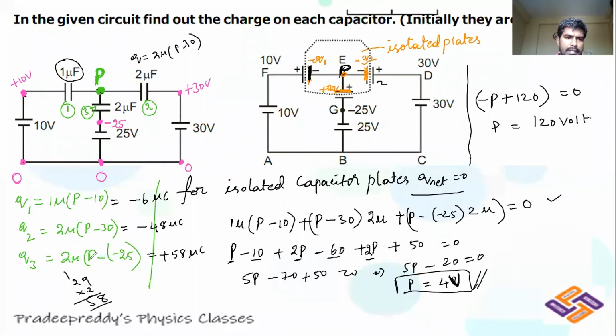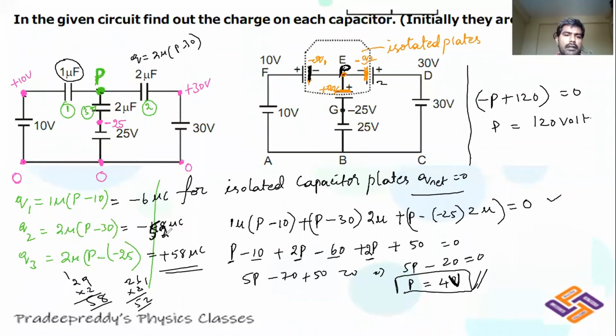Any mistake am I making? P is 4. 25 plus 4, 29. 29 into 2, 2 9s 18, 4 plus 1, 58. This is 58 microcoulomb. And in the second one, it is 4 minus 30. It is minus 26, I'm sorry. 26 into 2, 2 6s 12, 2 2s are 4 plus 1, 52. Here it is 52, I'm sorry.